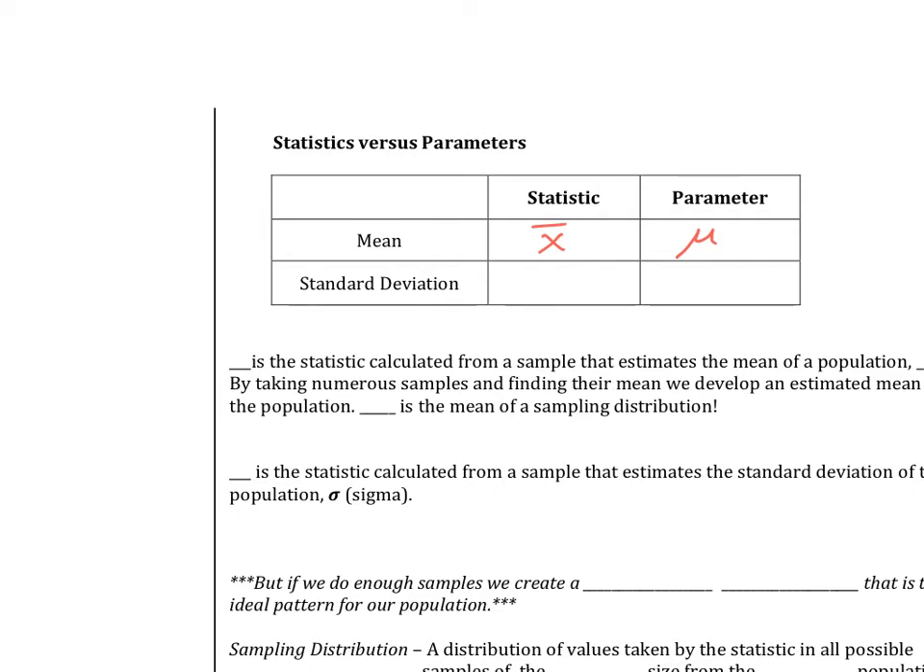Standard deviation for a statistic, we're going to call it S, but the standard deviation for a parameter is called sigma. So we have different symbols for the different means and standard deviations.